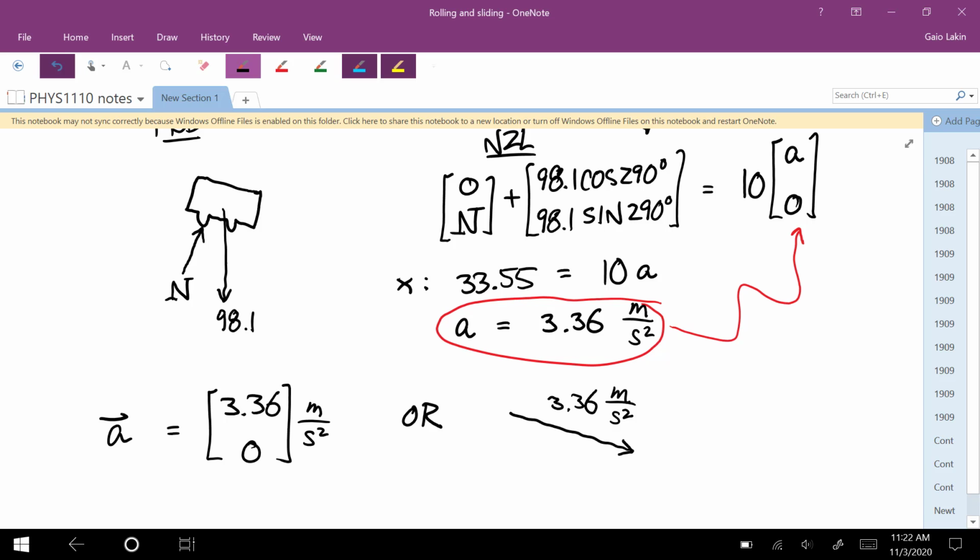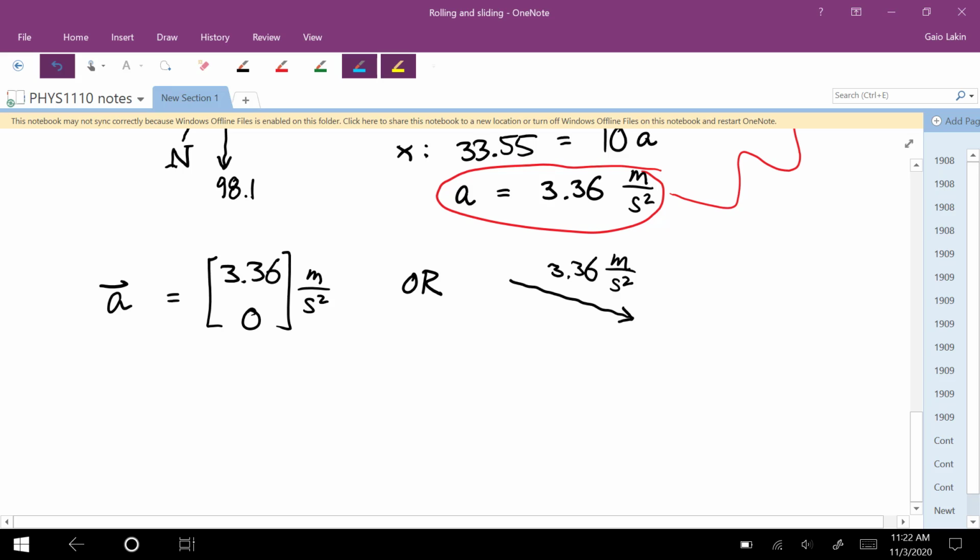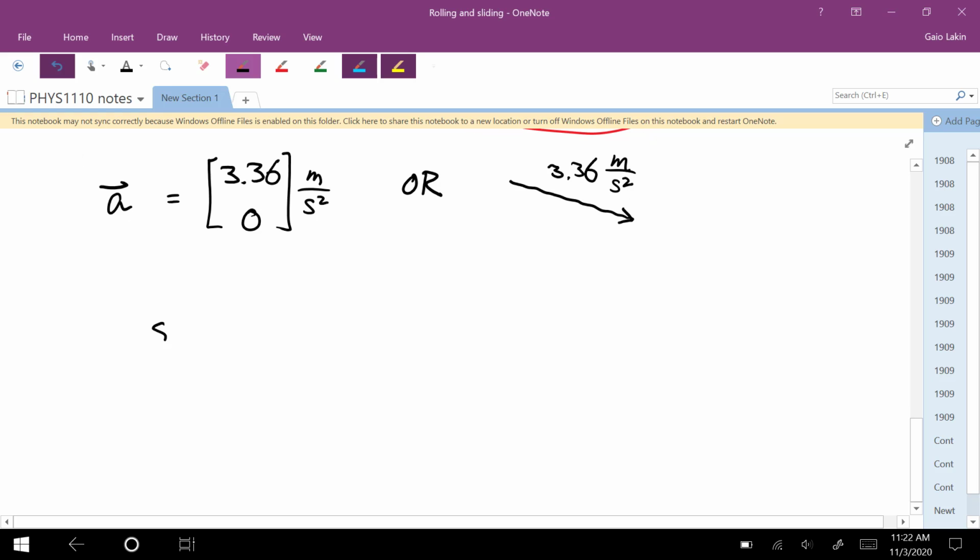Okay, so that's an example of a rolling problem. There's kind of one more thing you have to do when you're dealing with sliding problems that involve friction. If you have a sliding problem with no friction, it works just like this. But let's talk about sliding problems with kinetic friction.